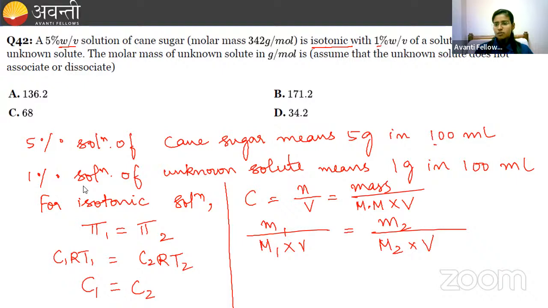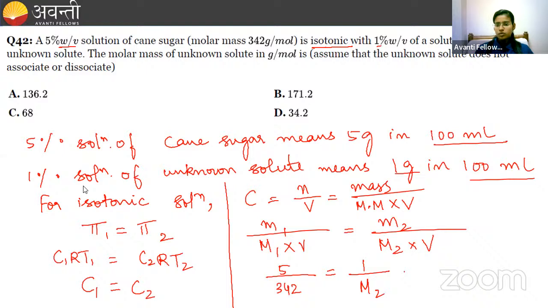So volume is same in both the cases. In both the cases it is 100 ml. So I can just substitute the mass and molar mass. For the first compound, the given mass is 5 gram and the molar mass is 342. And for the second component, the mass is 1 gram and the molar mass we need to find out.